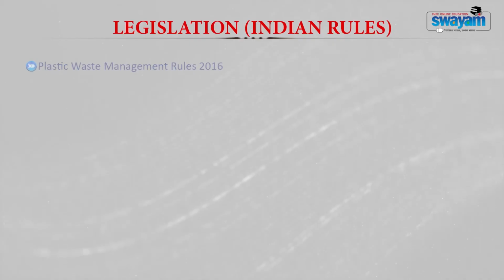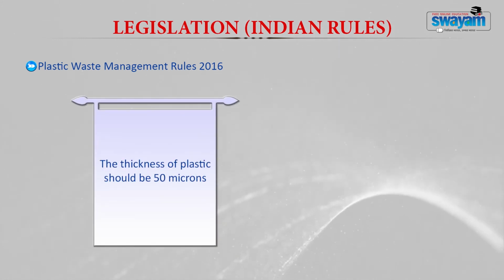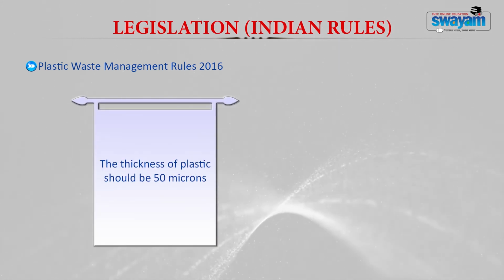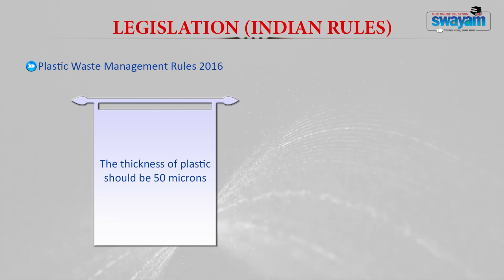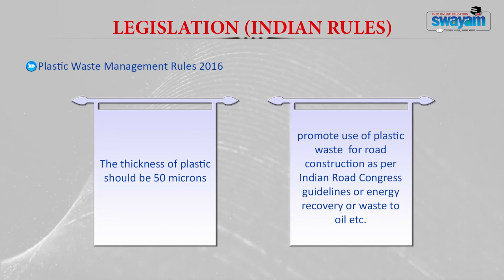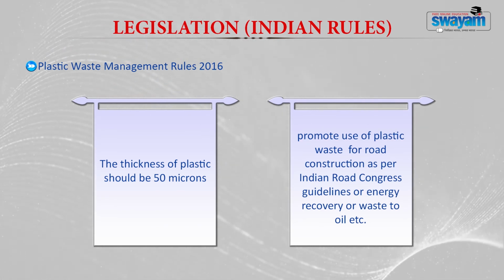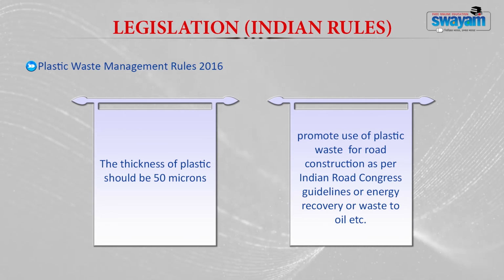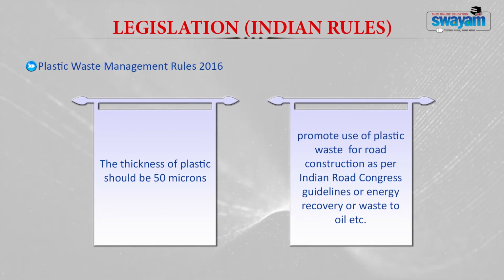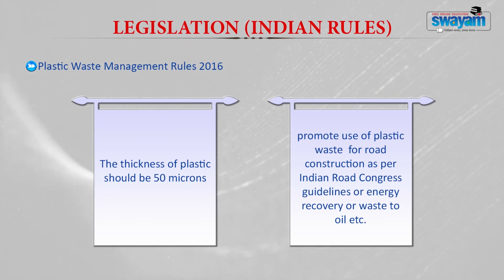distance. Now, the plastic waste management rule signifies that the plastics that are produced should be of a minimum thickness of 50 microns and it should not be less than this. This is generally to promote or facilitate proper recycling. It also talks about the usage of plastics in road construction as per the Indian Road Congress guidelines. And also they suggest energy recovery from plastics in the form of waste oil.